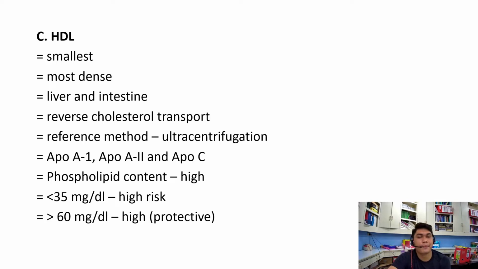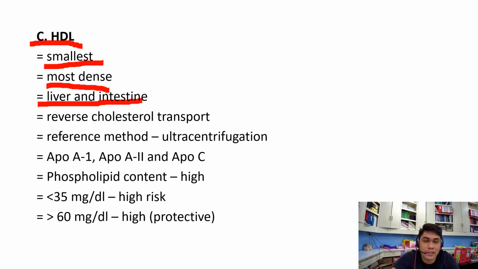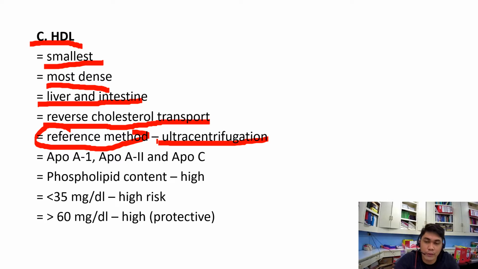Next you have the lipoprotein HDL, or high density lipoprotein, also known as alpha lipoprotein. VLDL is your pre-beta lipoprotein. HDL is the smallest and the most dense, and we'll discuss later why. It's produced by the liver and intestine, and it's responsible for reverse cholesterol transport. The reference method for HDL measurement is ultracentrifugation, but you can also perform a chemical precipitation reaction, which is the routine method for HDL measurement.